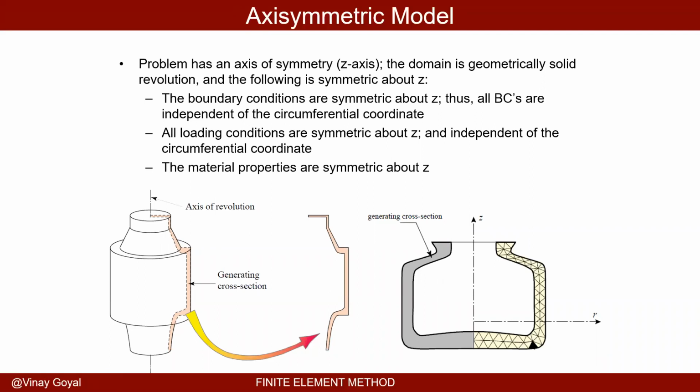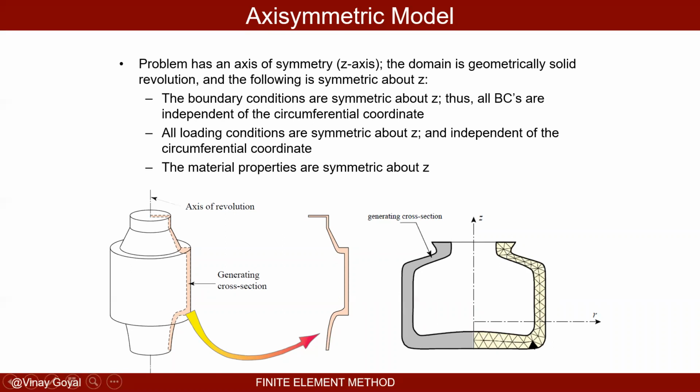So all the boundary conditions are independent of the circumferential coordinate system. All loading conditions are symmetric about Z. So if I apply pressure here, that pressure is getting applied 360, for example, and they're going to be independent of the circumferential coordinates. Finally, the material properties are also symmetric about Z.